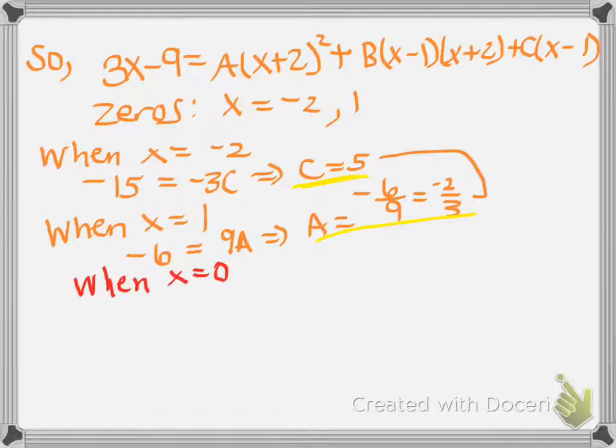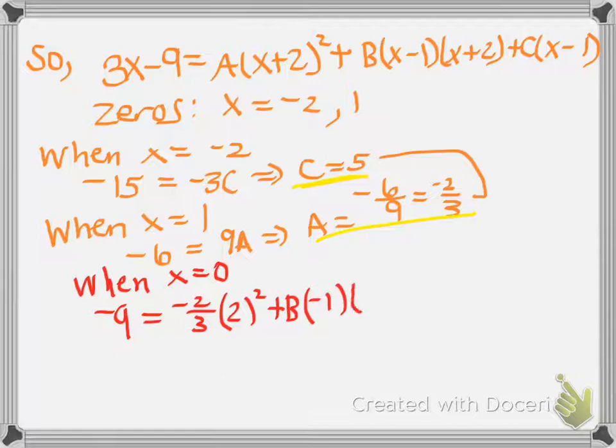So when x is 0, the left-hand side becomes -9. And the right-hand side, well, a is -2/3. So it's -2/3 times 0 plus 2 squared. So -2/3 times 2 squared, plus b times 0 minus 1 is -1, and 0 plus 2 is 2, and then plus c, that's going to be -1. Okay. And I want you to finish this because I really want to cut this with the last slide. So definitely pause the video here and finish solving for b.